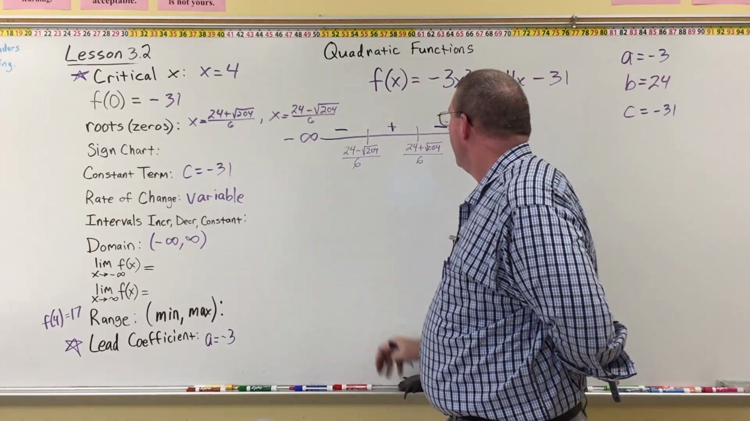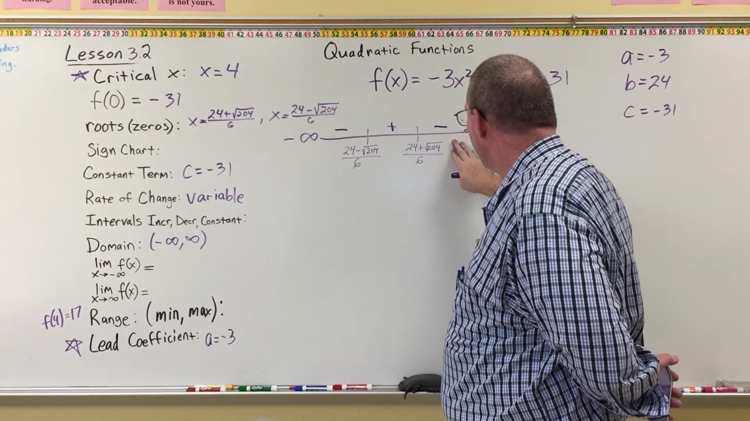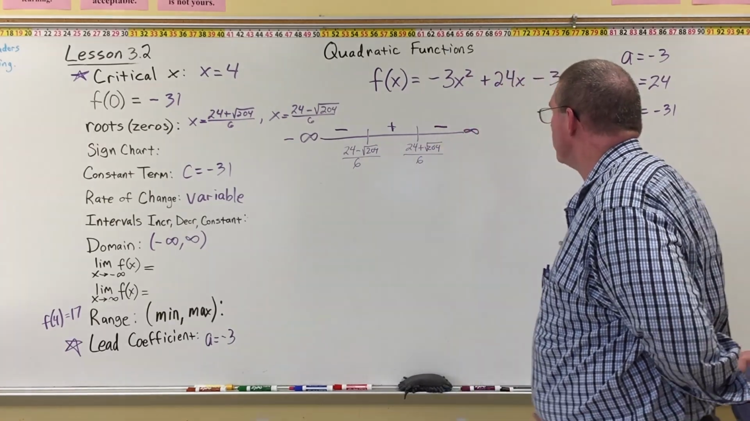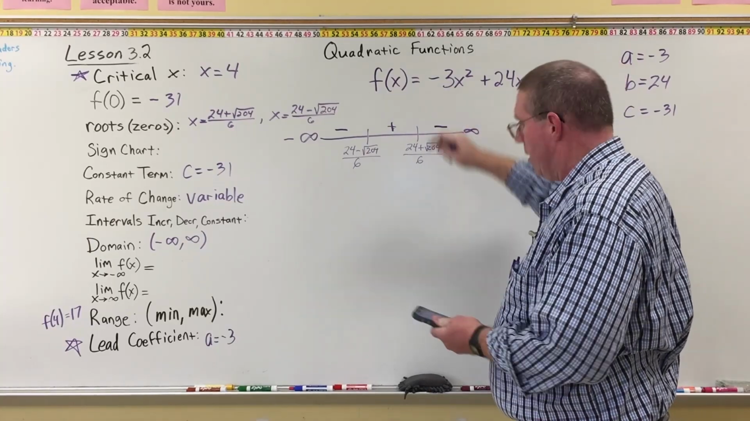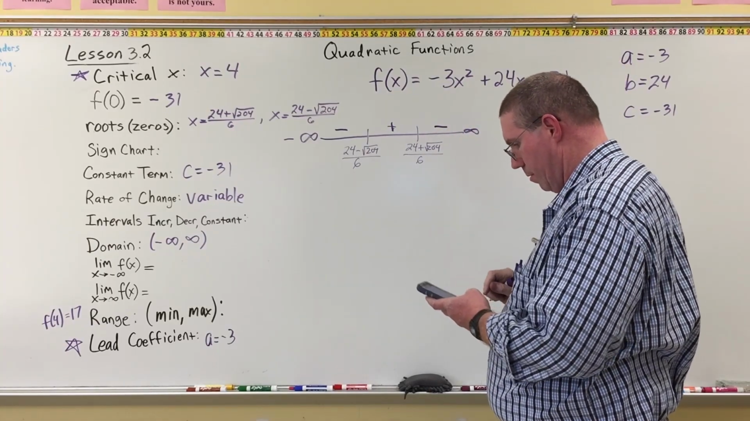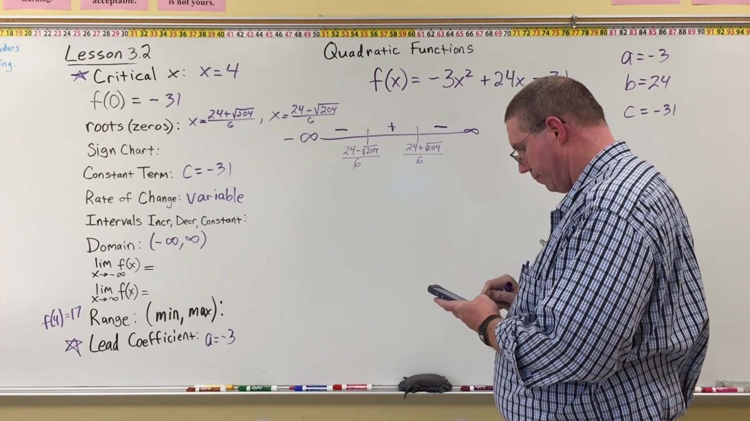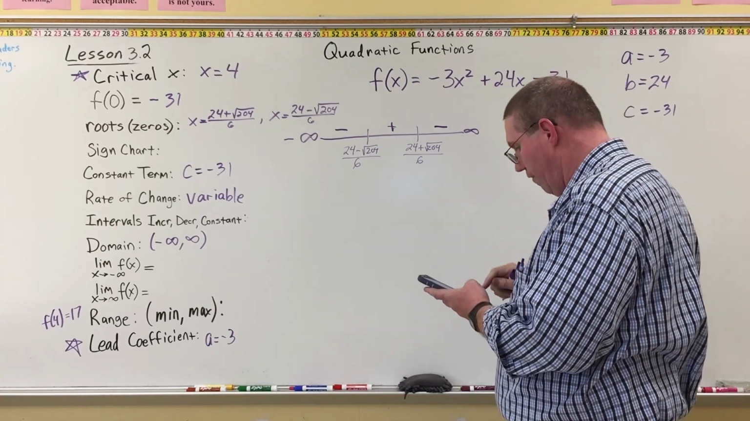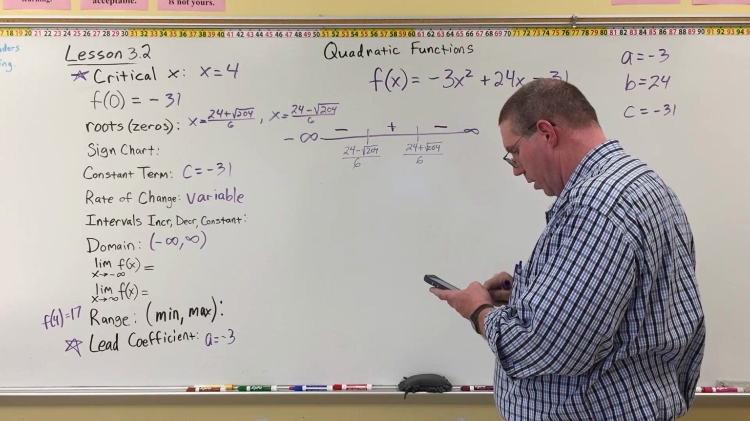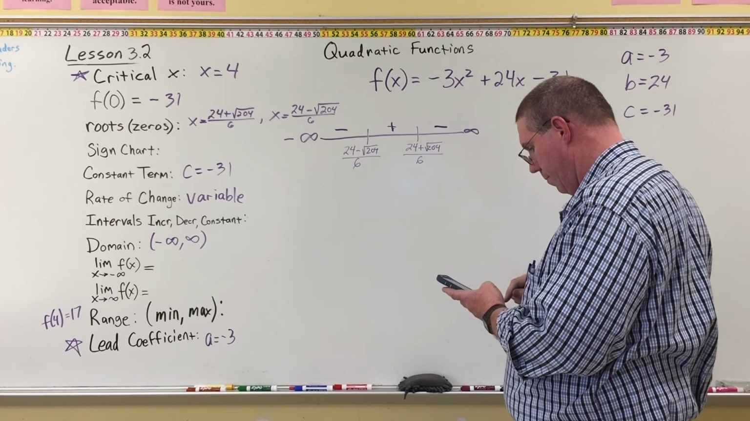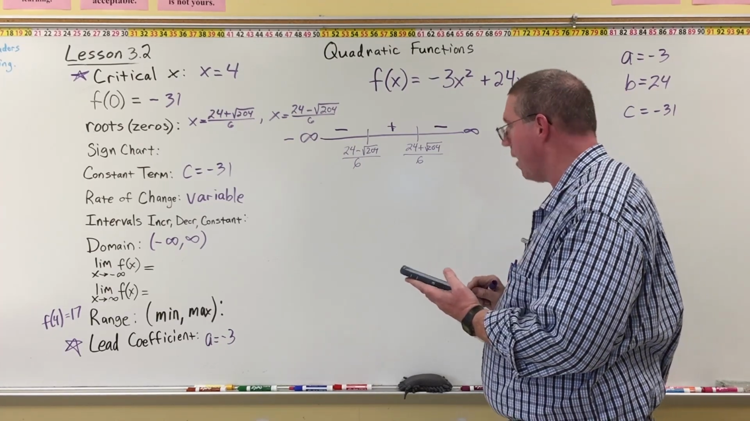Let's prove it. Let's take a reasonably large number that we're pretty sure is larger than this. Let's take a number like 100, okay? So negative 3 times 100 squared plus 24 times 100 minus 31 gives us negative 27,631.